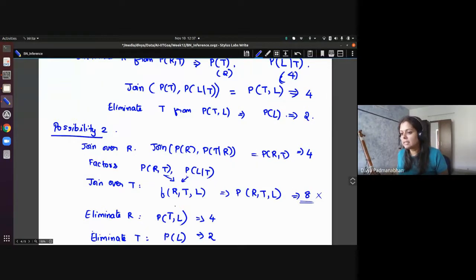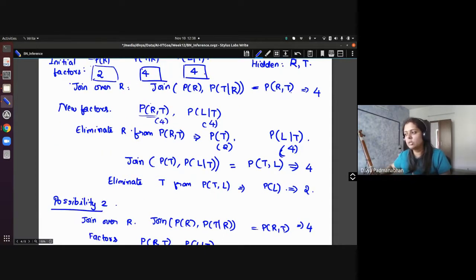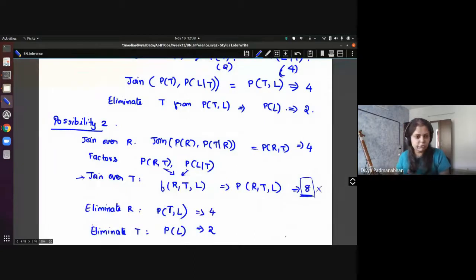So complexity wise is what we are bothered about. In this case, when you have to do a join over T, the second possibility has a slightly larger table. So it's 2 power 3 here. More generally, if you have larger networks and you don't do this ordering properly, you can end up with these kinds of large tables. This is not really large, but what I want to point out is the difference between these possibilities is the size of the factors. So you want to keep the size of the factors as small as possible.